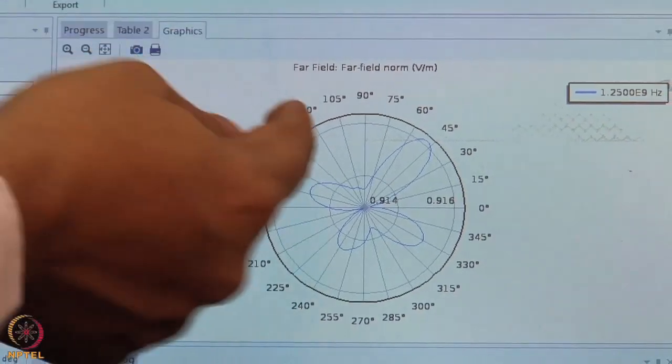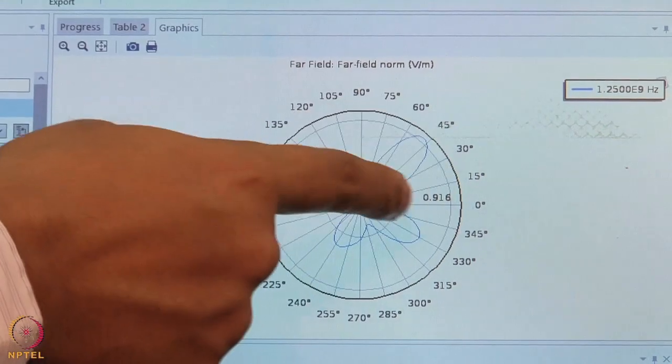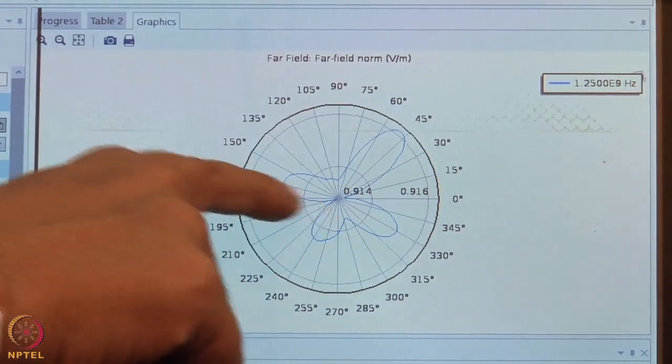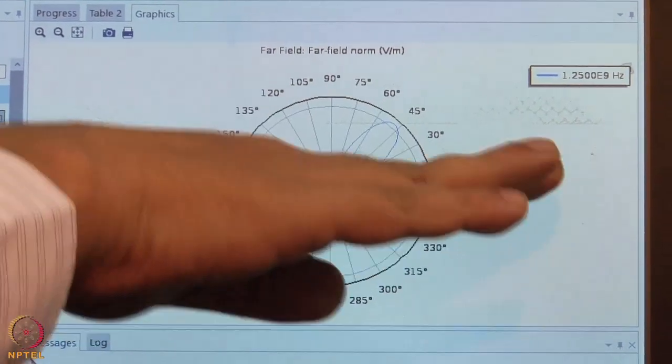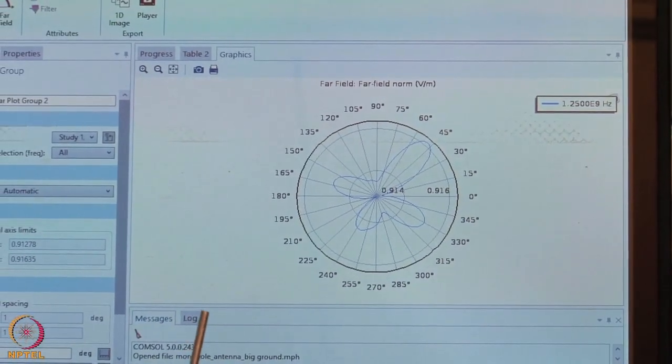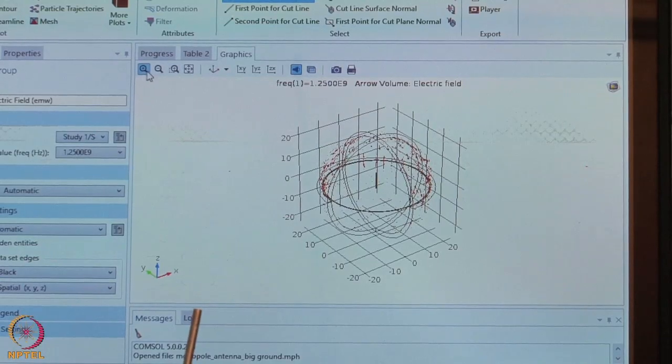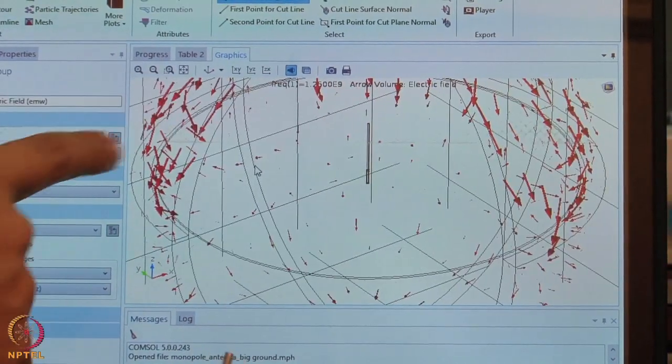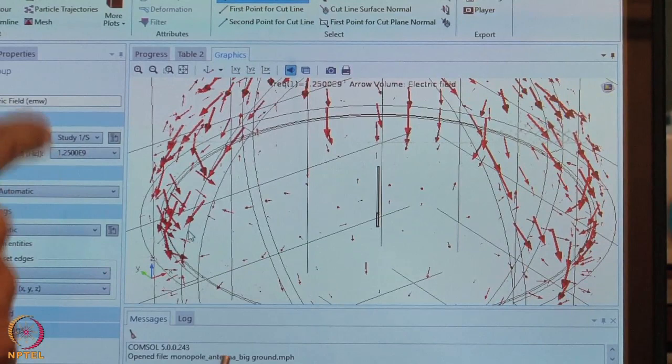So the polar plot is basically the far field value, the normalized value. And then you see that it's directed on the upside. So this is the ground plane area. And this is the electric field. So these are the electric field directions.